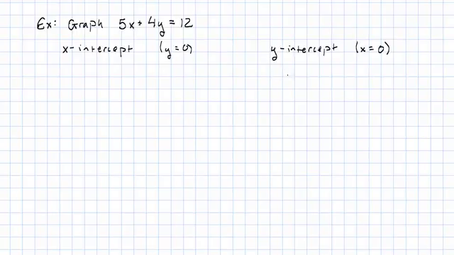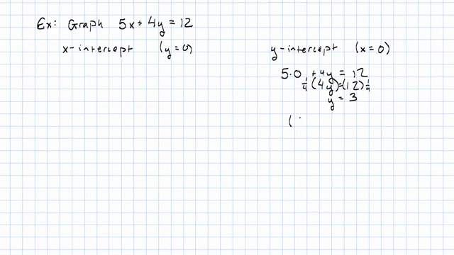We'll plug in x equals 0. 5 times 0 plus 4y is 12. 5 times 0 is just 0, so 4y is 12. Multiply both sides by 1/4, and we'll get y is 3. Right, our y-intercept is perfectly fine, 0, comma 3.